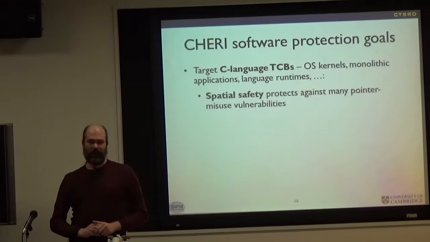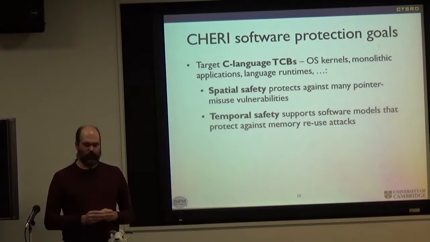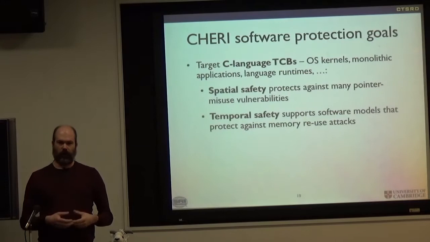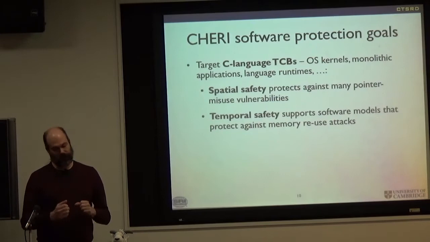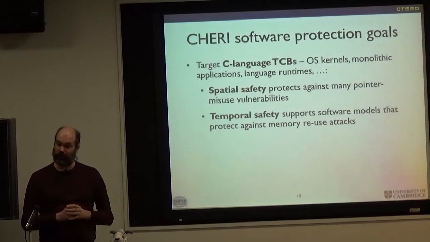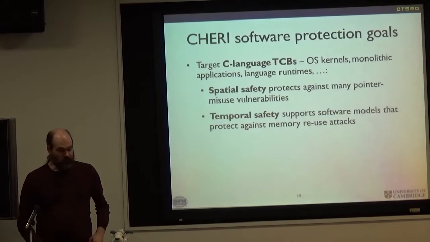We also support the ability to implement temporal memory safety, which is to say, to avoid reuse attacks, because we can do things like garbage collect. Because our pointers are unforgeable, we can actually implement garbage collection in C and some other architectural features that we can potentially implement copy garbage collection, which is reasonably efficient.